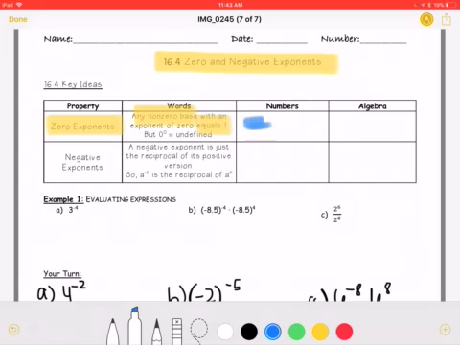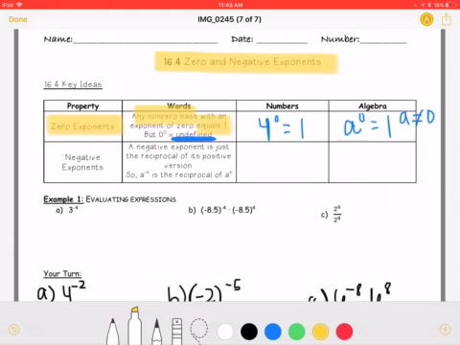Like if I have 4 to the 0 power, automatically just equals 1. Any number with a power of 0 is always going to equal 1. So a can be any number, will always equal 1. The only number a cannot equal is 0. Because then that's undefined.